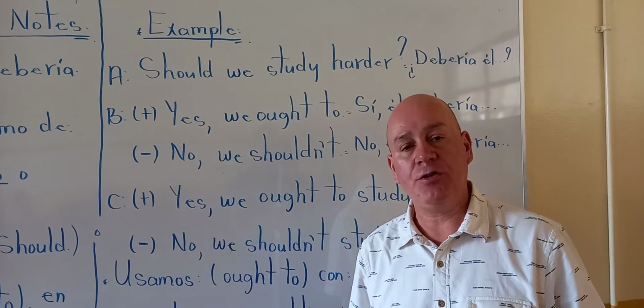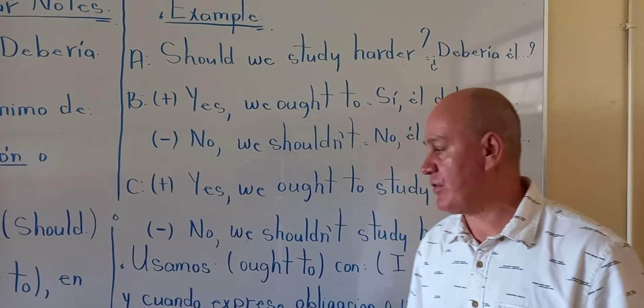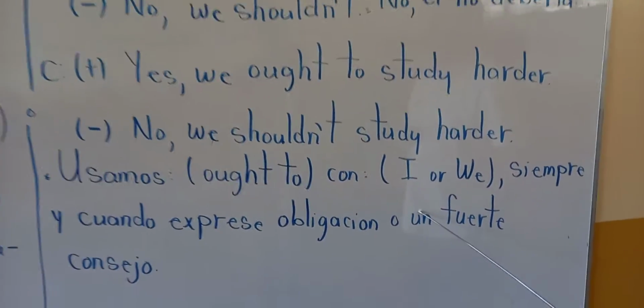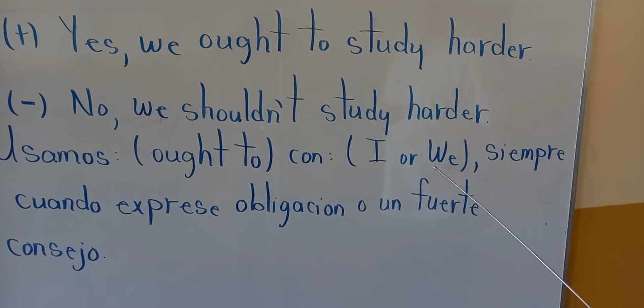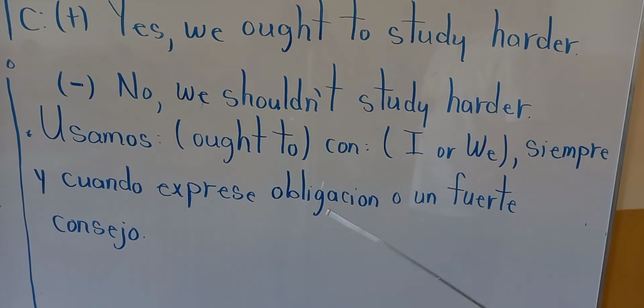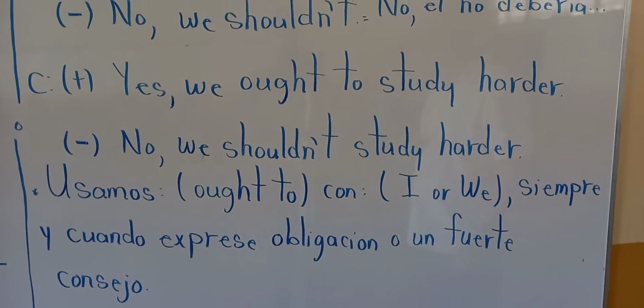Excuse me, I am going to explain you something that I forgot before finishing the grammar notes, and it's this. We use ought to with first a singular person and plural person, I or we, but always if it is expressing a strong obligation or a strong advice of suggestion.